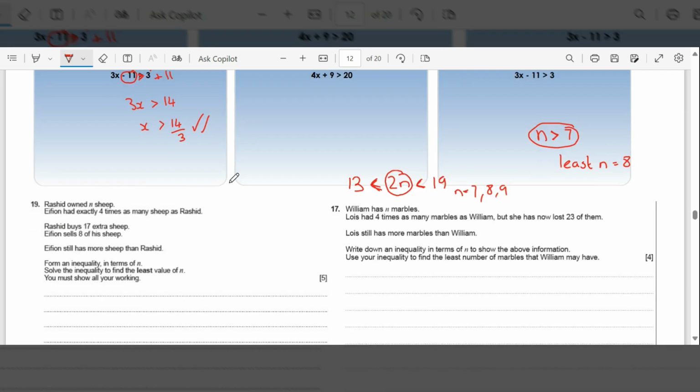3 goes into 14 like 4 and a bit. Don't know what the decimal is, 4 and a bit times. So if x is, like here, if n was bigger than 7, the lowest is 8. Well, if x is bigger than 4 point something, then the lowest x can be, the least x, which is what the question will ask for, is 5.